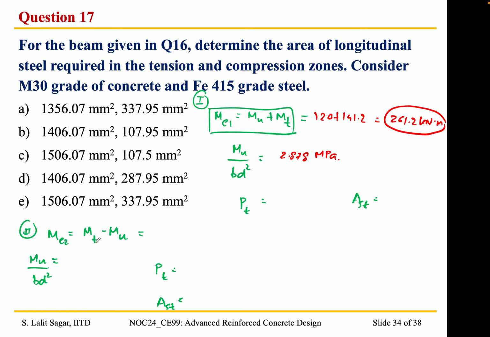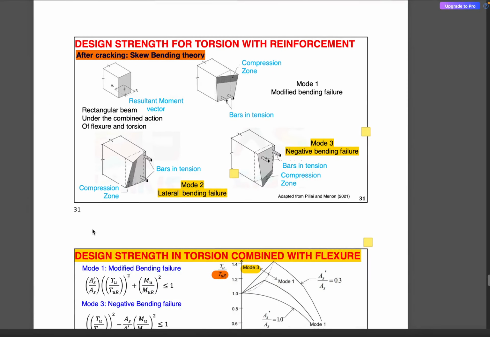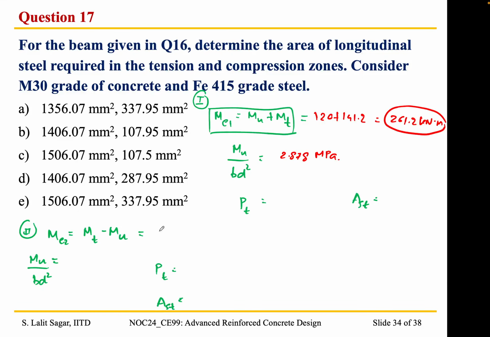And here ME2 is basically this mode 3 of bending. So ME2 minus MT minus MU, that is 141 minus 120, so I got a value of 21.2 kilonewton meter. Correspondingly I got Mu by bd square as 0.233. When you substitute in that equation for PT corresponding to this Mu by bd square, I got a value of 9.128 into 10 to the power minus 3, and the corresponding value of AST, as you mentioned, is absolutely right. I got a value of 1506.07 mm square.